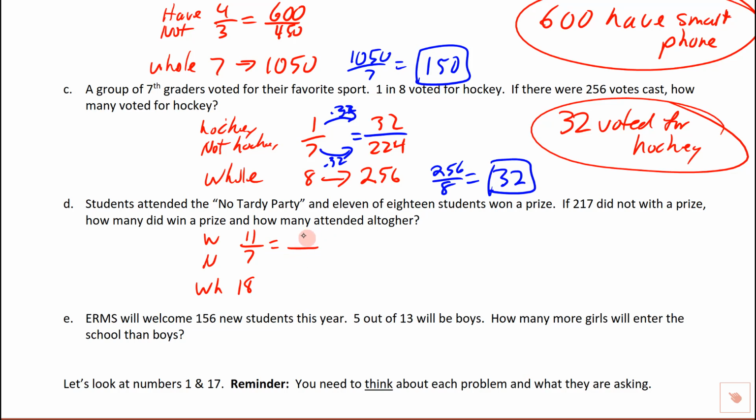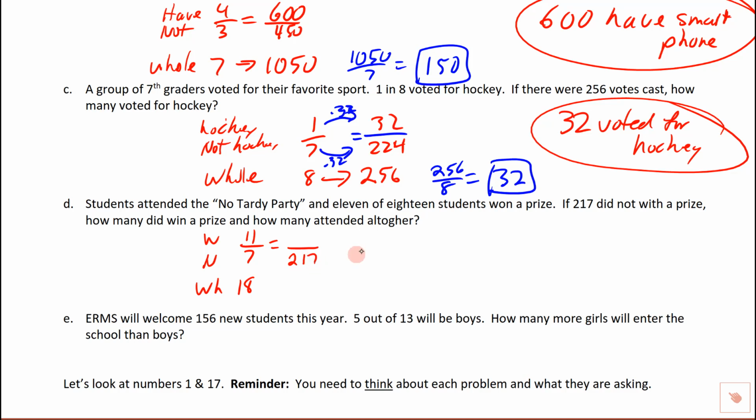So up here, this is the number that won, this is the number that did not win, and this is the ones all together. And it says 217 did not win a prize. So we've got either position 1, position 2, or position 3 that we need to put that 217 in. Those are the ones that did not win a prize. So that 217 needs to go right here. So I'm going to put 217 right there.